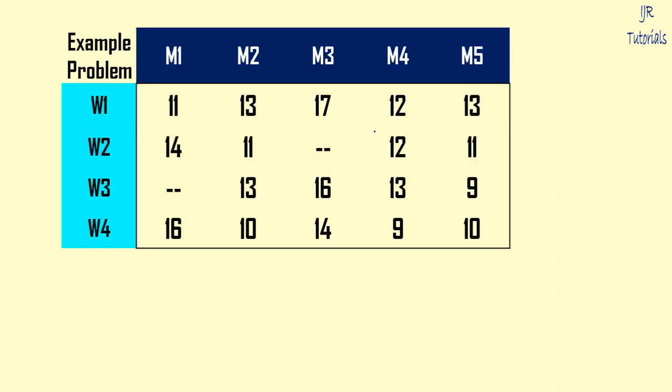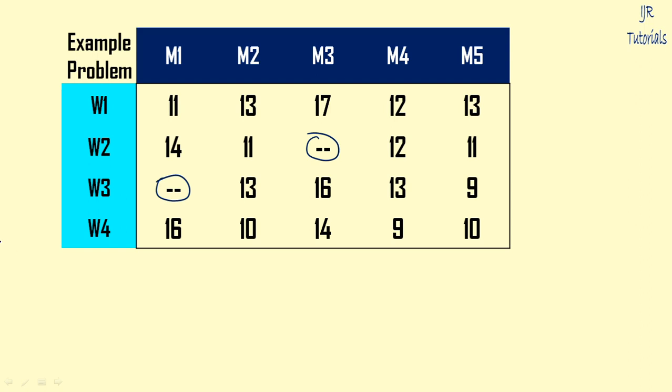Here in this problem, 4 workers and 5 machines are given. If you observe the matrix of this table, we can see that there are two restrictions. The first restriction is W2 M3. That means W2 can't be assigned to machine 3, or machine 3 can't be assigned to W2.